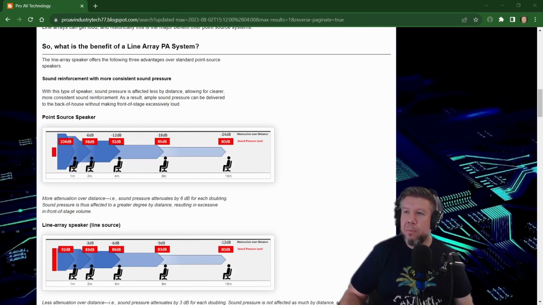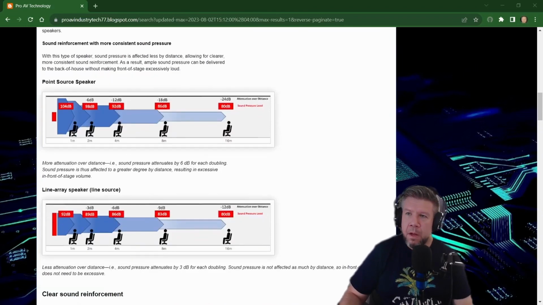As you can see here, the sound pressure is measured in decibels, and this diagram is describing the attenuation over distance, which means the person in front will get the full volume of that speaker, and the person behind that person will start losing maybe 6 decibels, 12 decibels, 18 decibels, and so on, and at 18 meters, less 24 decibels. So more attenuation over distance: sound pressure attenuates by 6 dB for each doubling. Sound pressure is thus affected to a greater degree by distance, resulting in excessive in-front-of-stage volume. Hence what I explained. If you've got a point source speaker, the person sitting in front will get the brunt of that audio.